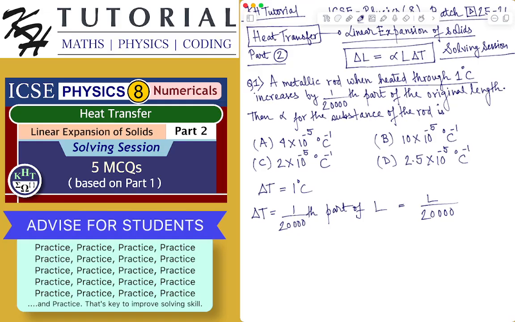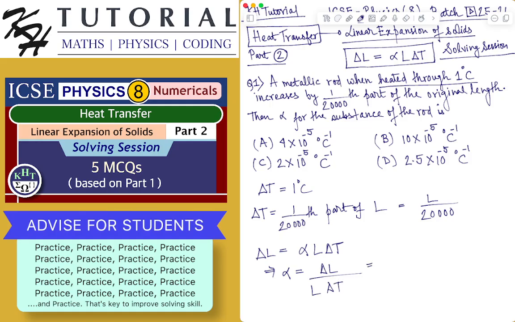So we know that the fundamental formula of linear expansion of solid is delta L, the increase in length, is equal to alpha multiplied by L multiplied by delta T, where alpha is the coefficient of linear expansion of the material of the rod, L is the original length of the rod, and delta T is the increase in temperature. We have to find alpha. So alpha is delta L divided by L multiplied by delta T.